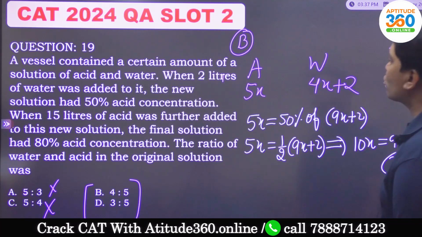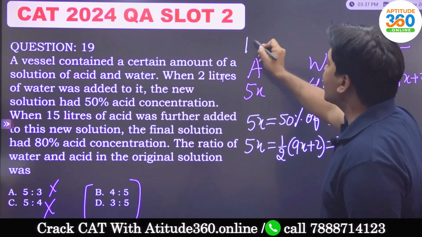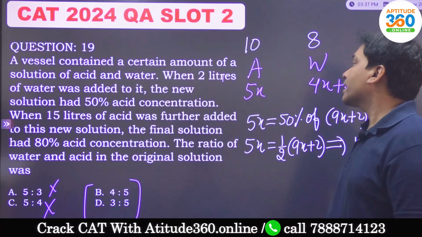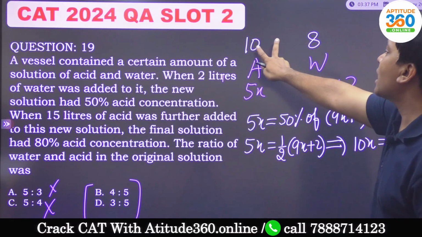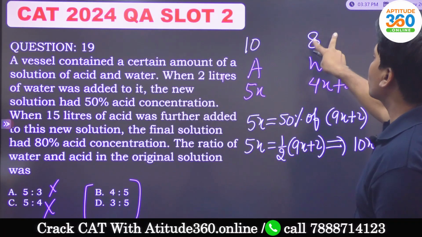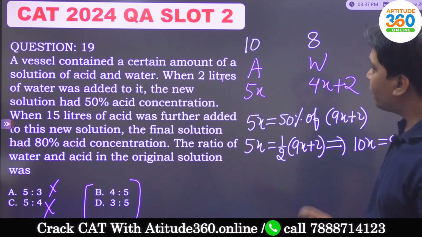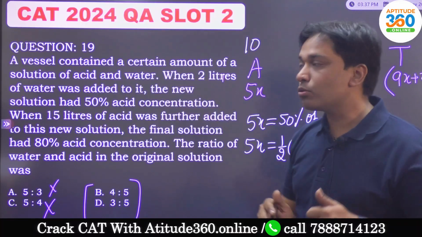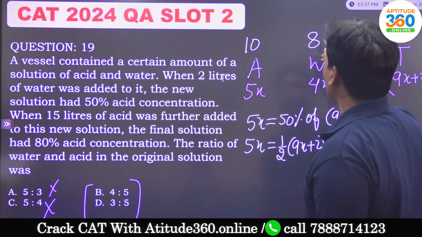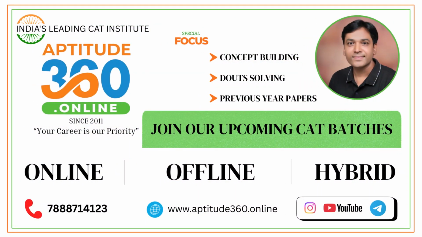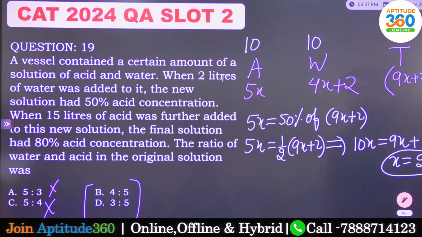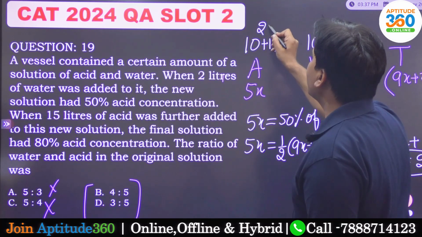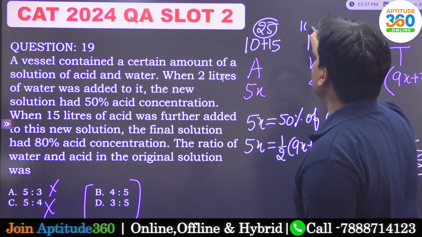If the value of x is 2, what does this mean? Acid was 10 liters and water was 8 liters originally, right? Then you add 2 liters, and acid is 10 liters and water is also 10 liters. Now further the problem says that 15 liters of acid was added to this. So you have 10 liters of acid and 10 liters of water, and then you add 15 liters. So it becomes 25 liters acid and 10 liters water.